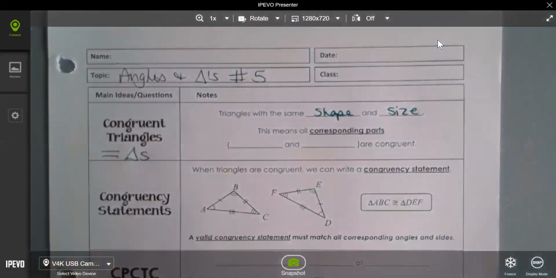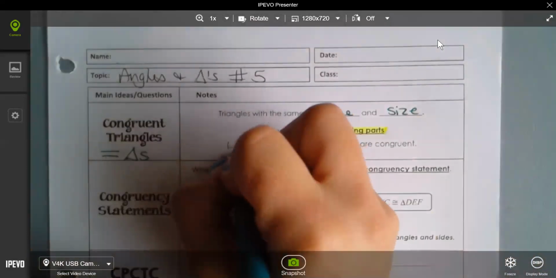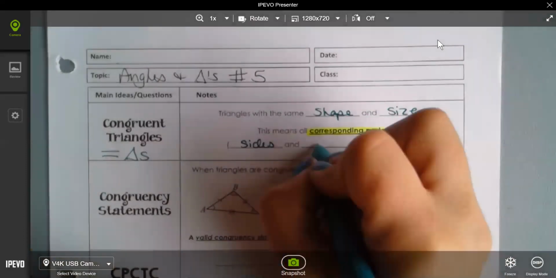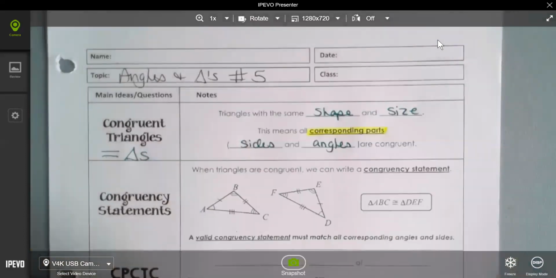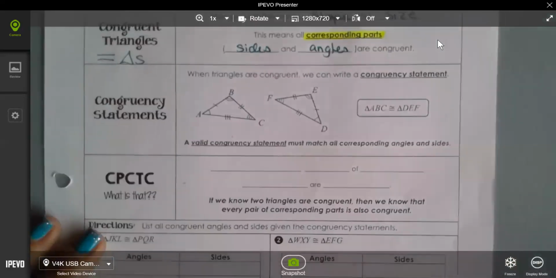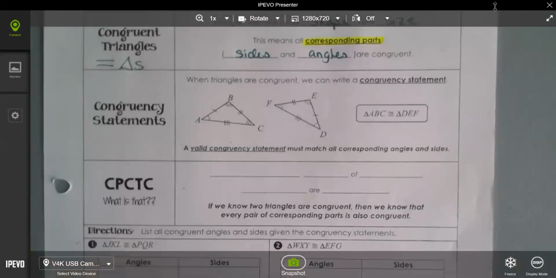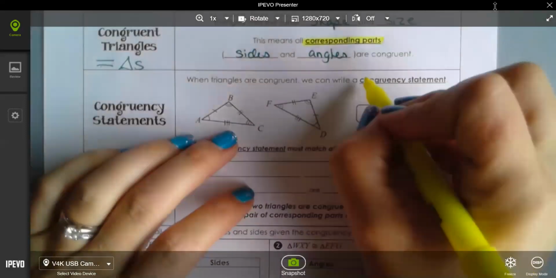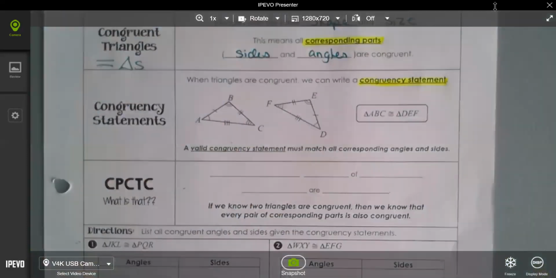It means all of their corresponding parts, that means all of their sides and all of their angles, are congruent. Everything about congruent triangles means that everything is congruent. Every part of congruent triangles is equal to each other. All right, so a congruency statement. A congruency statement is written when we have two triangles that are congruent to each other.